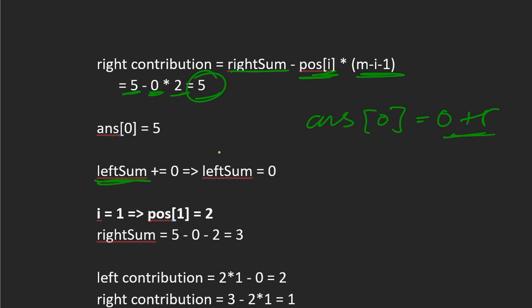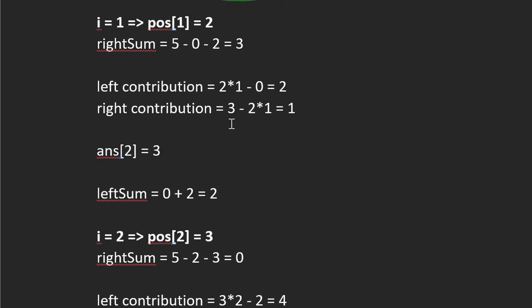Now we increment our left sum. We add the current index to the left sum. Current index is 0, so left sum still will be 0. Then for i is equal to 1, position of 1, we have current index as 2, right? Current index value is 2. So right sum is basically total sum minus left sum minus current element, that is 2. So right sum is 3.